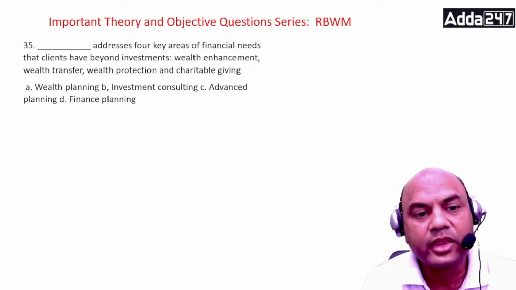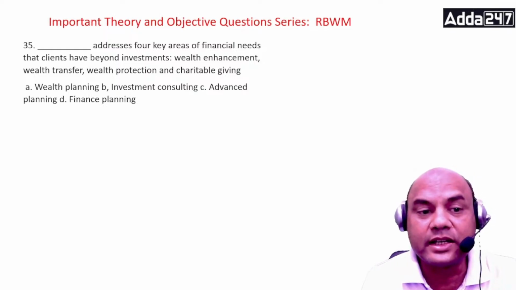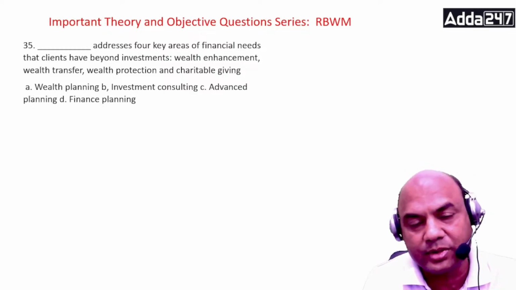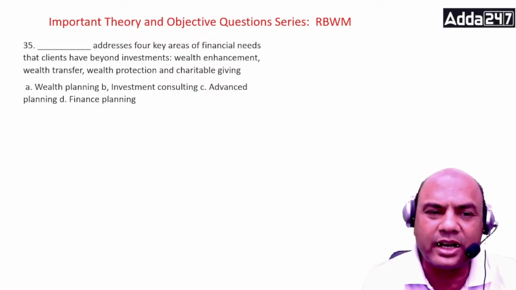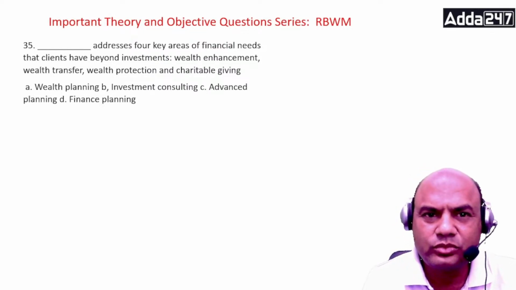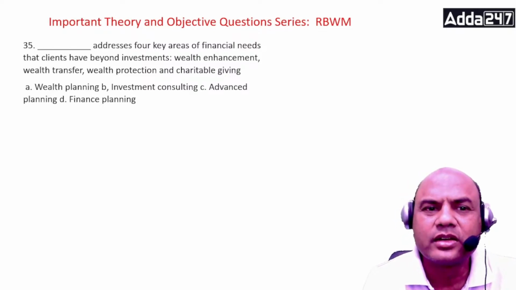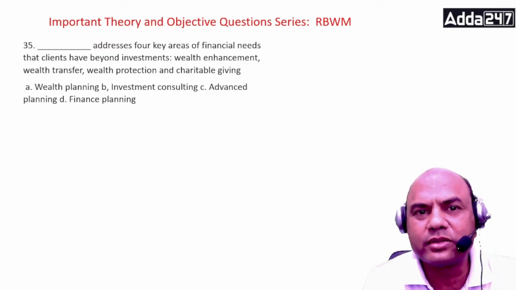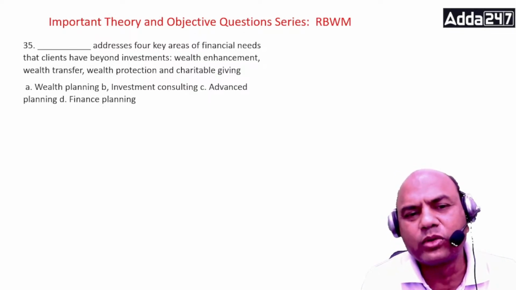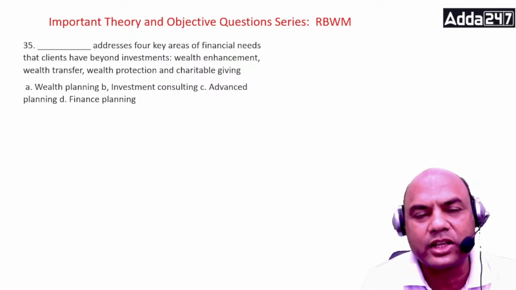wealth enhancement, wealth transfer, wealth protection, and charitable giving. So dash addresses 4 key areas of financial needs beyond investment. Beyond investment means, I'll tell you a simple logic. For normal persons like you and me, who earn hardly up to 1 lakh max, nowadays everyone in the banks at the lower level generally earns up to 1 or 1.5 lakhs, our goals are not wealth planning, wealth protection, wealth transfer.